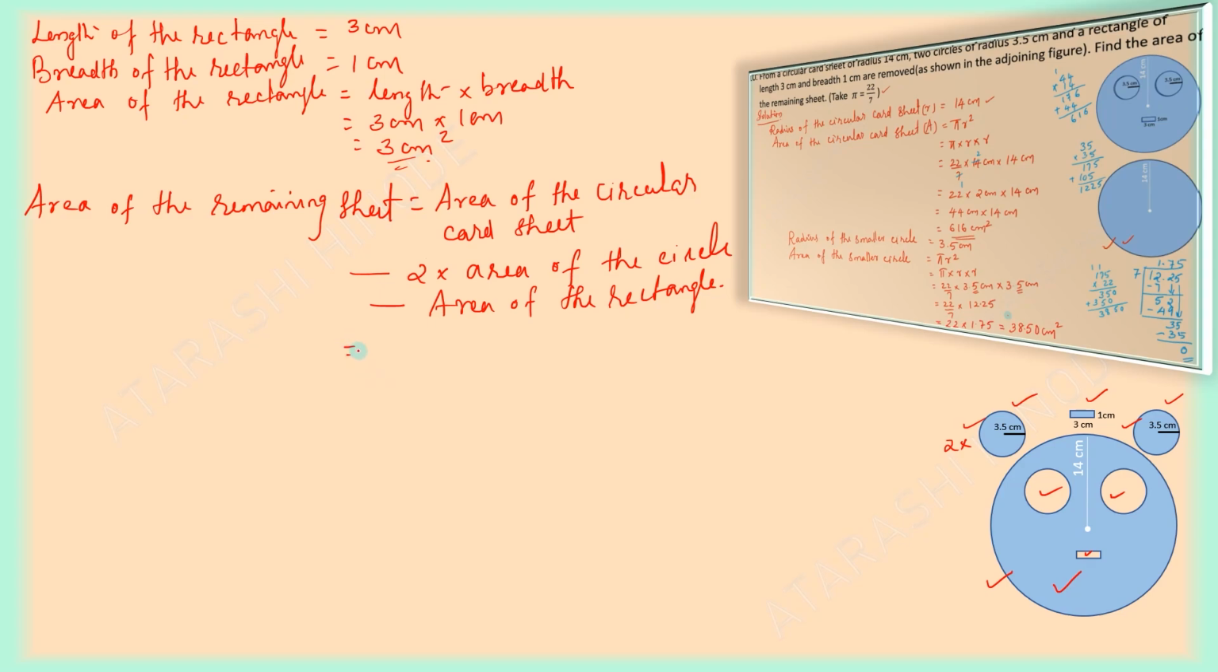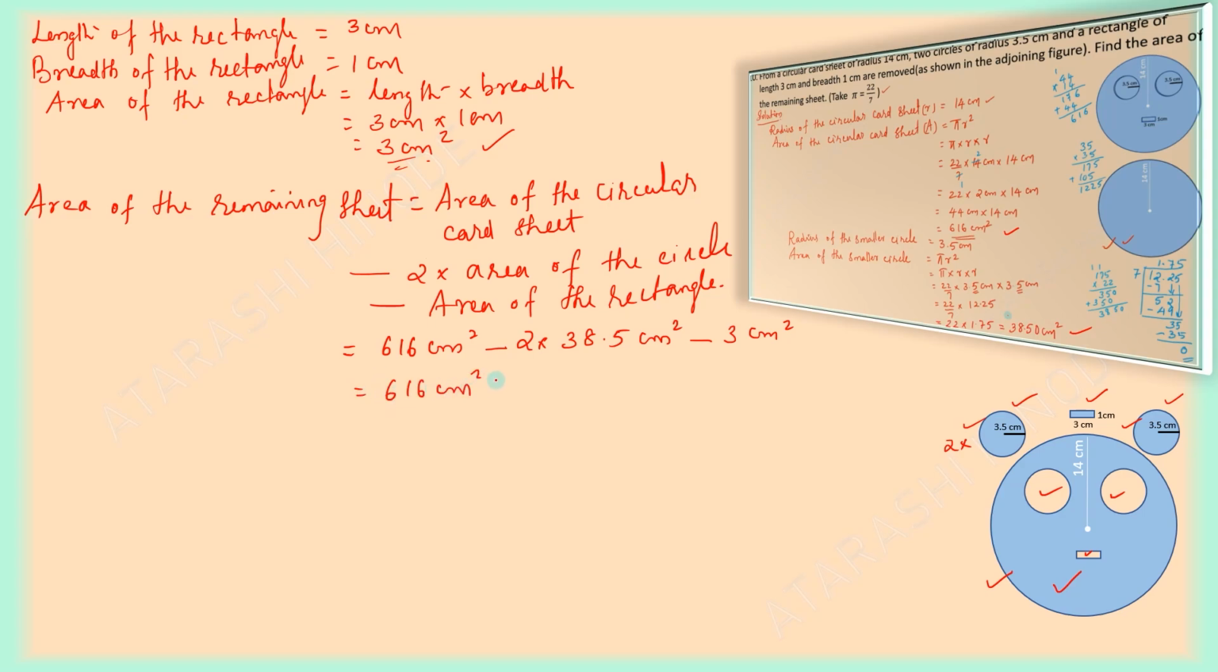That is equal to, what is area of the circular card sheet? Here it is 616 centimeter square. That is 616 centimeter square minus 2 into, what is area of the circle? It is 38.5. 38.5 centimeter square minus area of the rectangle is 3 centimeter square. So 3 centimeter square.